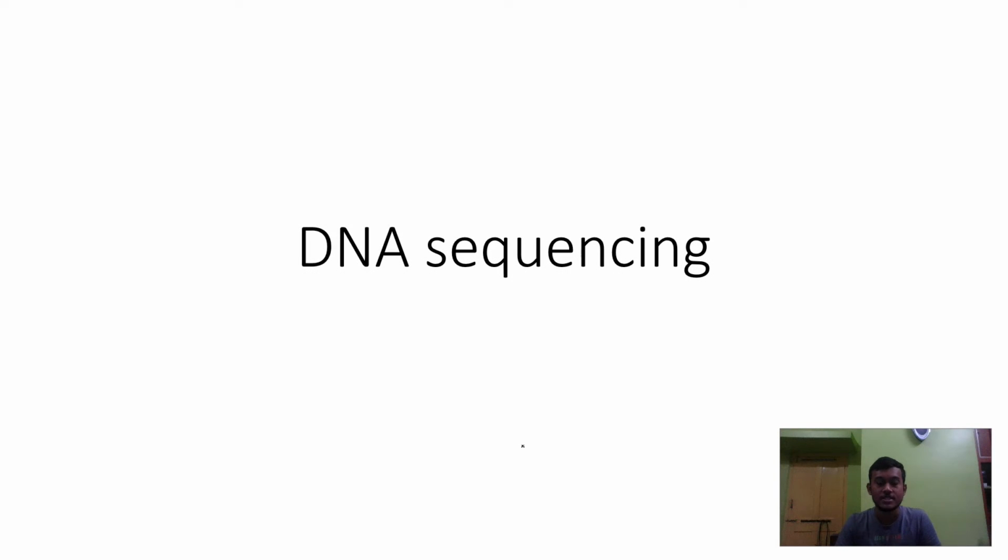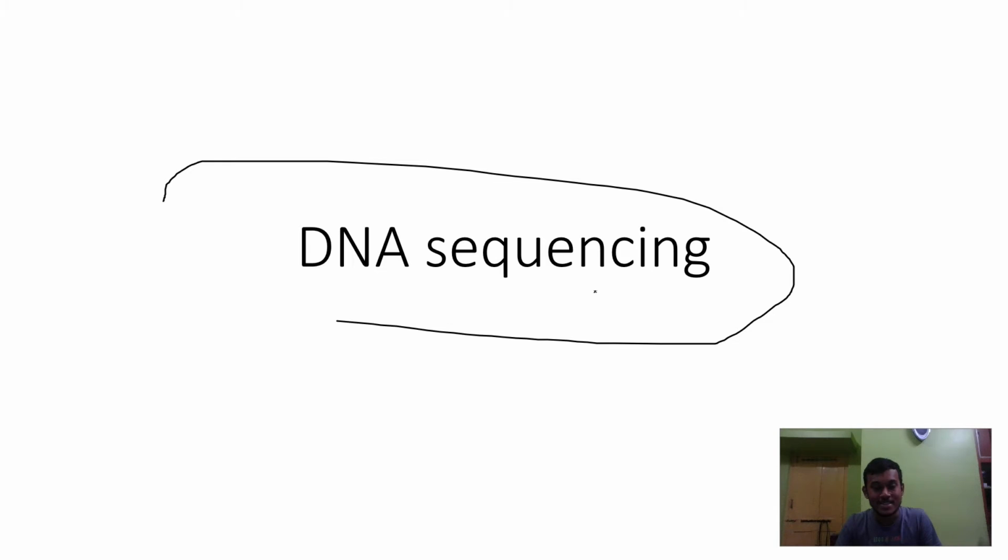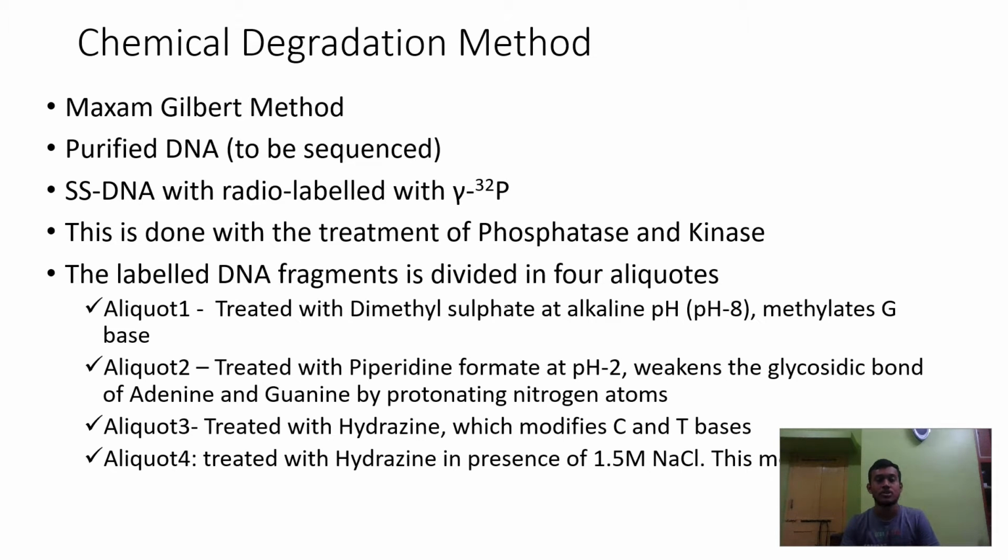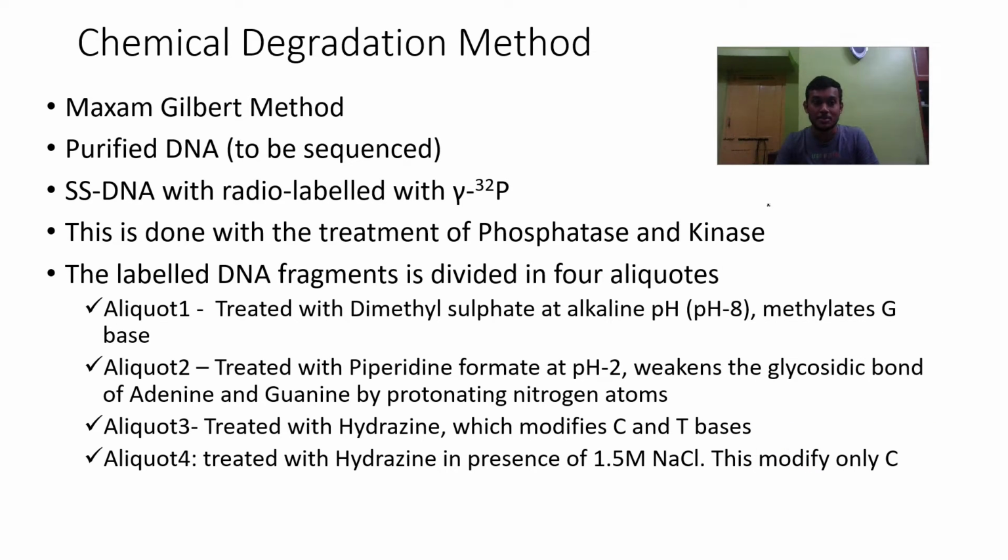Hi everyone, so in this video we'll talk about DNA sequencing. So let's get started. The first method for DNA sequencing which we'll be talking about is the chemical degradation method. It is also called the Maxam-Gilbert method.